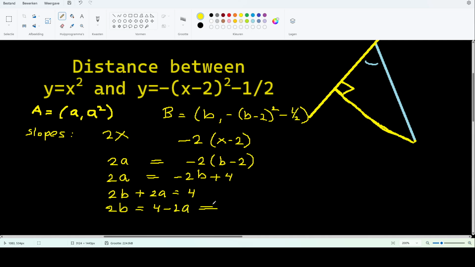And now I'm going to divide by 2. And I will get what b is. So b is equal to 2 minus a. Very nice.